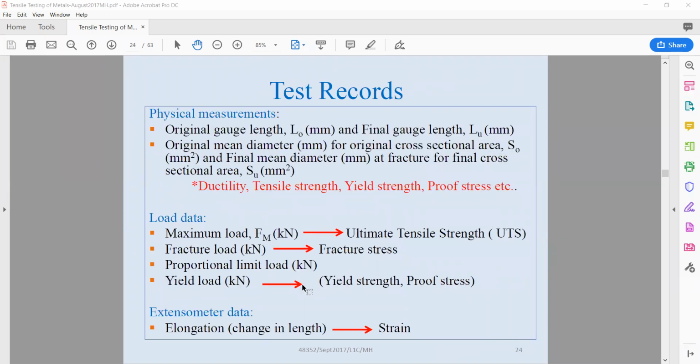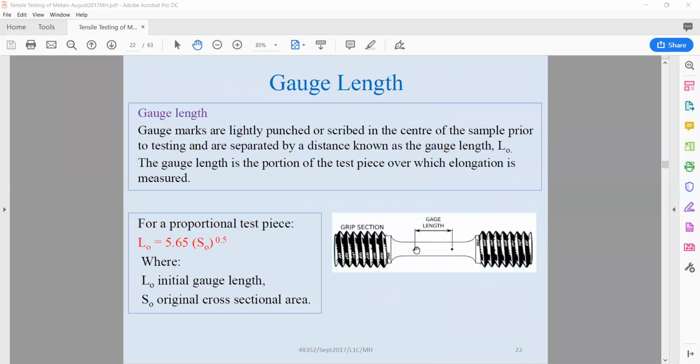Test records. What do you do during the test, and what do you record? The physical measurements we need are, for instance, the original gauge length. The original gauge length is the distance between these two points.